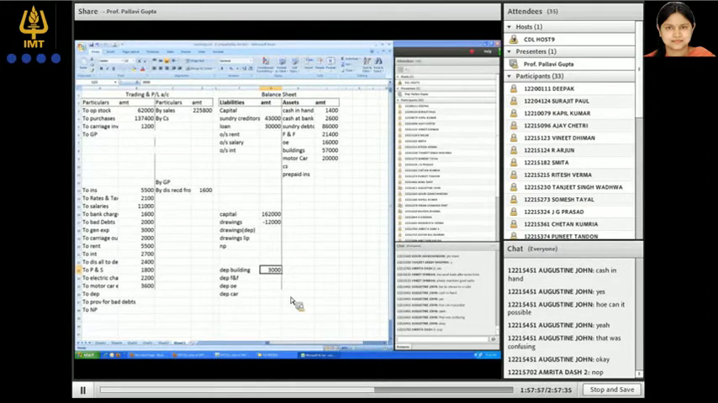When purchase was done, it was done correctly. But when it was sold, we have passed the entry. When I say sold the table, I have passed the entry cash debit to sales. Is that a correct entry?